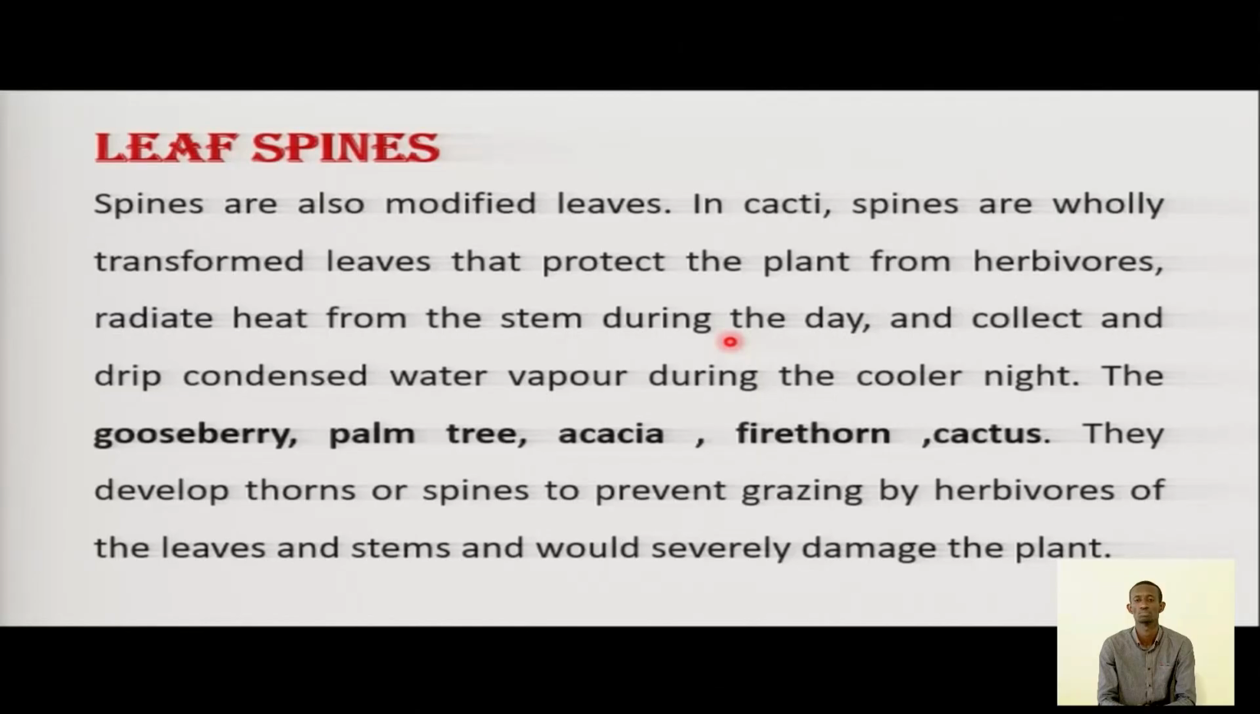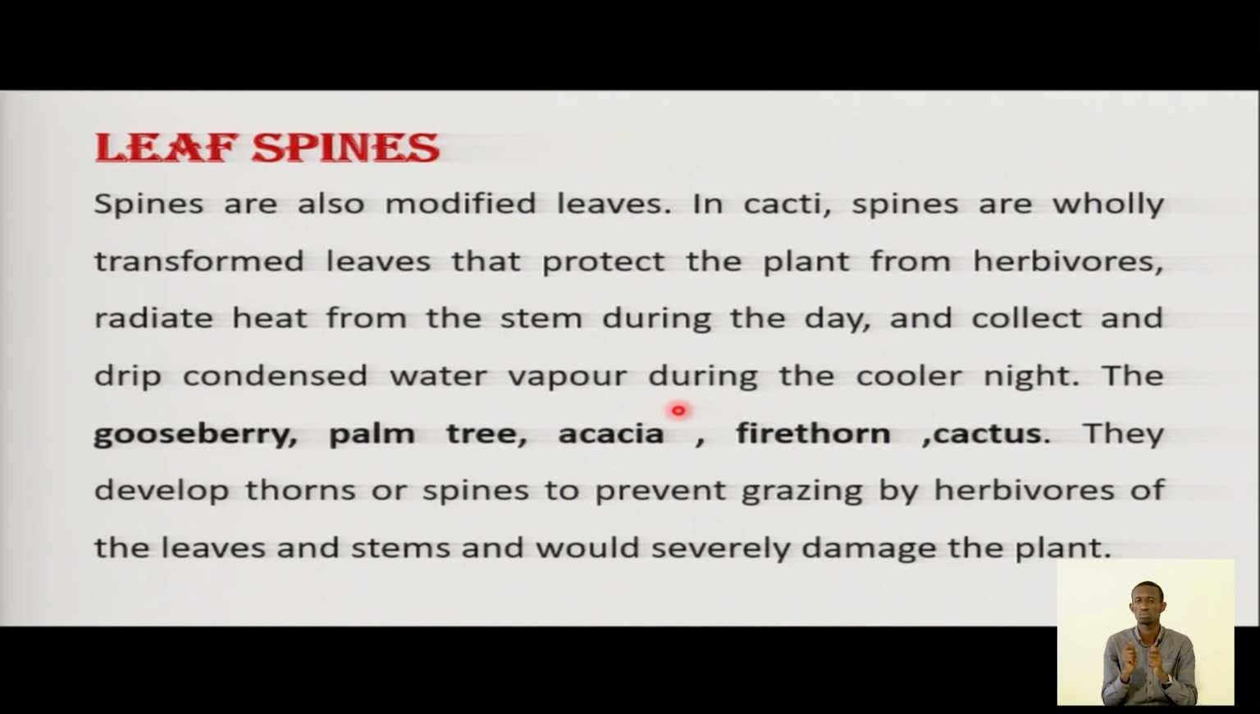Another modified leaf are leaf spines. These leaf spines are very common in plants like cacti or cactus when it is one, and these are transformed into leaves that protect the plant from herbivores, radiate heat from the stem during the day, and collect drip condensed water vapor during cooler nights.